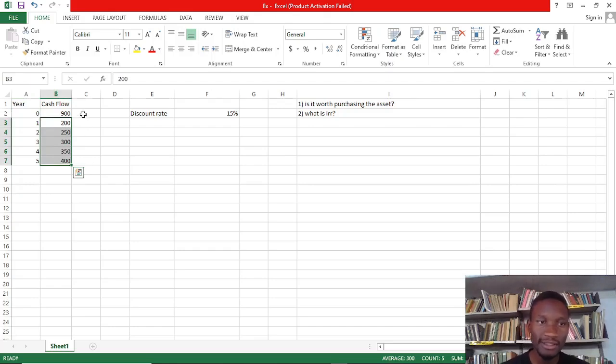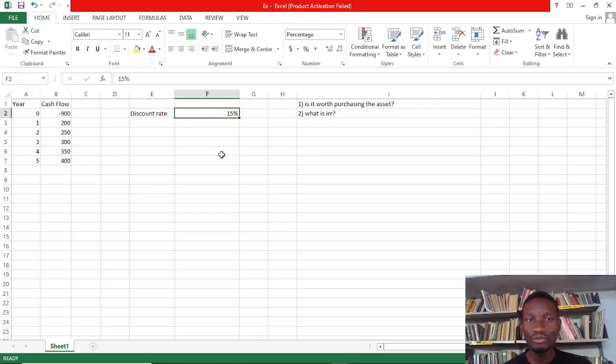So view 900 here as a present day amount, then these cash flows to be generated as the future amounts. This discount rate of 15%, we are going to use it to bring back the future values to present day values. That is very fine.